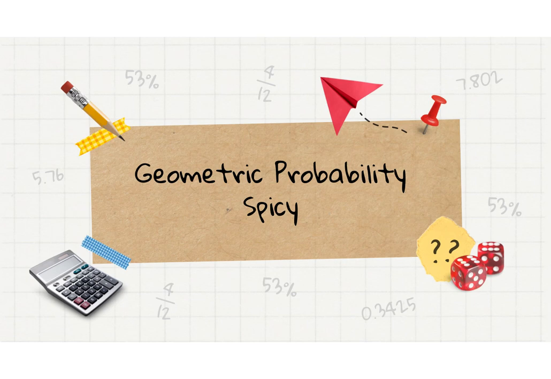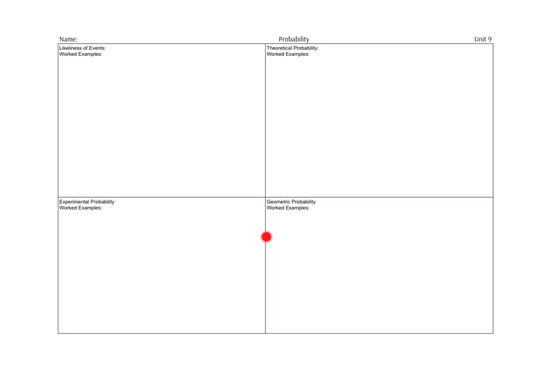Here we are at our last video for our fourth topic in Unit 9, Geometric Probability. This is our spicy video. We will be in this lower right-hand corner. We'll do the definition once again real quick if you didn't watch the medium video, and then we'll get into two examples.